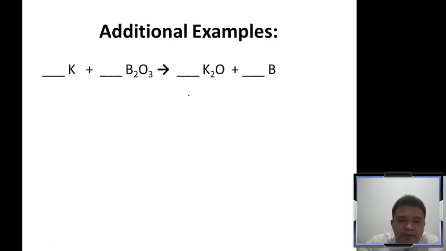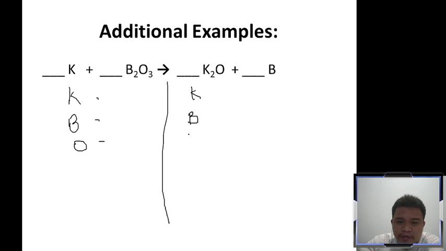So, in order for it to balance again, don't forget, let's do a basic accounting: K, B, and O, since they are the only elements involved in this reaction. K here is obviously just 1. Boron is 2 here, and oxygen is 3. Now, K here is also 2. Boron is 1. Oxygen is also 1.